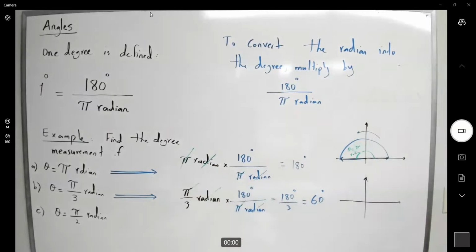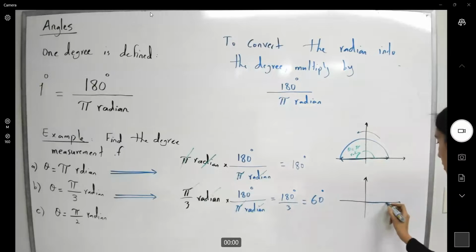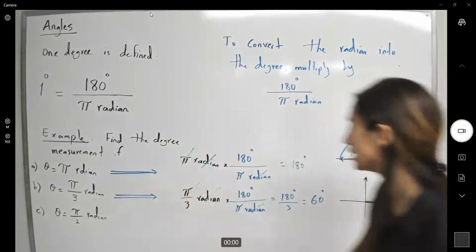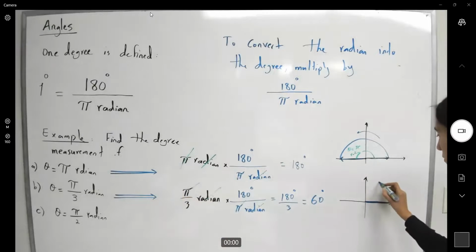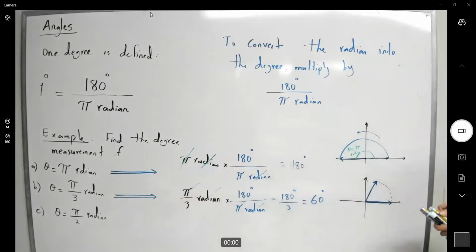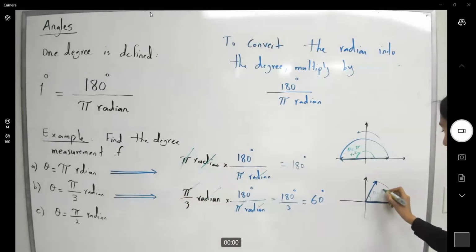You see, by converting them into degrees, you can easily visualize this. So my initial position, let's just write here, and then I start rotating this pi over 3 radian or 60 degrees. This is my theta, which is pi over 3 radian.